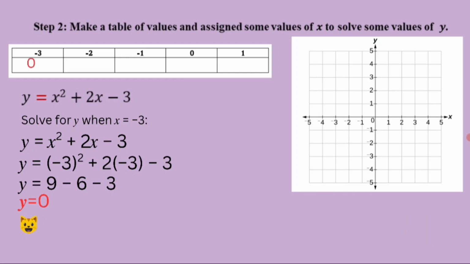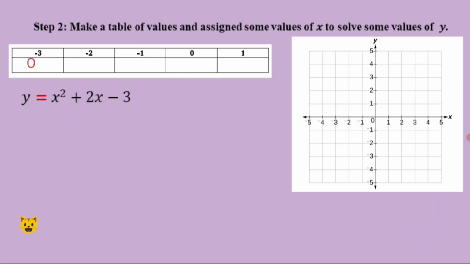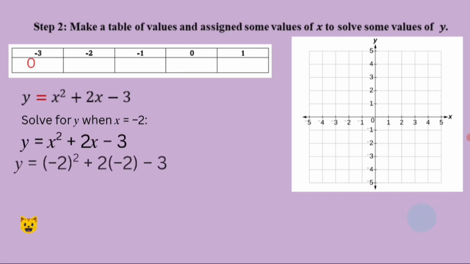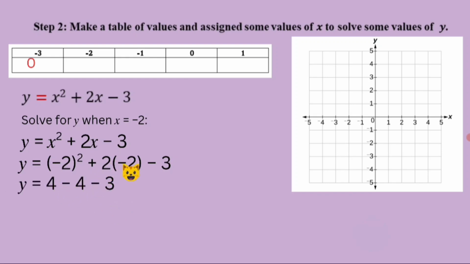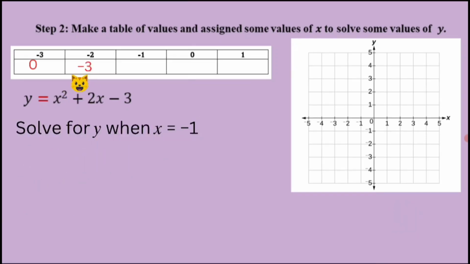Next, isolve naman natin yung negative 2. So, kapag ang ating x ay negative 2, substitute lang natin dito sa equation. So, that would be negative 2 squared plus 2 times negative 2 minus 3. So, negative 2 squared is equal to 4. Then, 2 times negative 2 equals negative 4 minus 3. Then, 4 minus 4 minus 3, that would be equal to negative 3. Then, ang value ng y is negative 3. When x is negative 2, ang value ng y is negative 3. Next, we have negative 1.